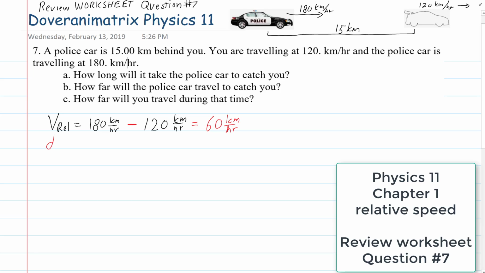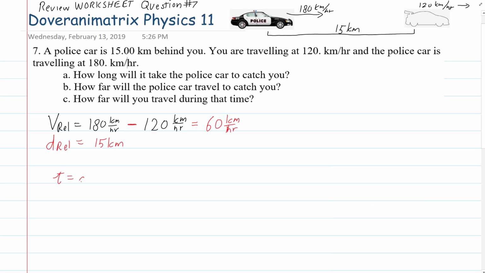So the relative distance that he has to make up is 15 kilometers. So the time is d rel over v rel, and the relative distance is 15 over a speed of 60. That's going to equal 1/4, or 0.25 hours. So that's the answer to A.